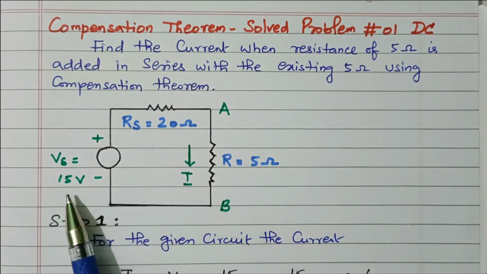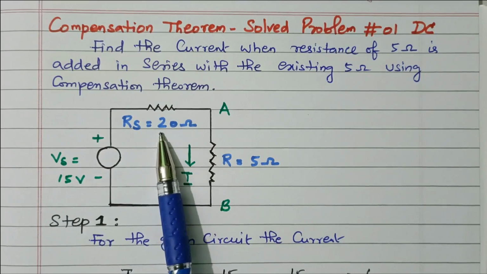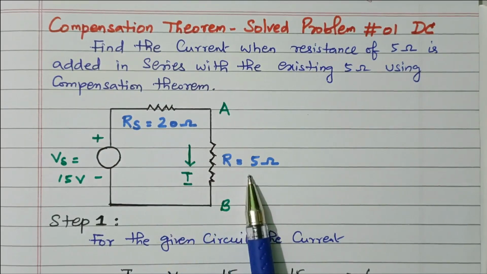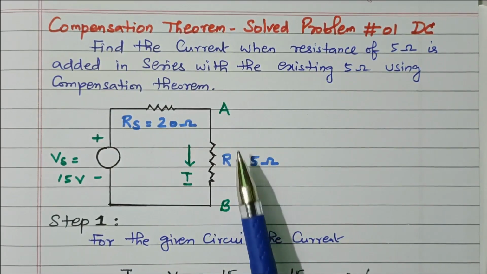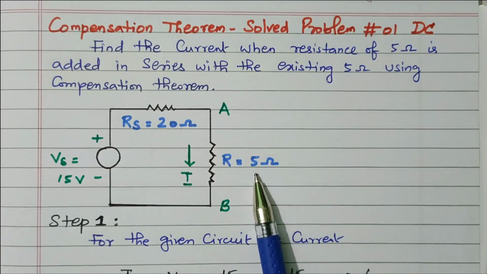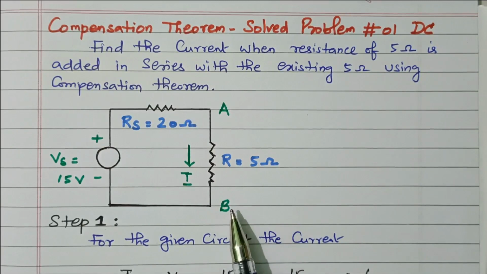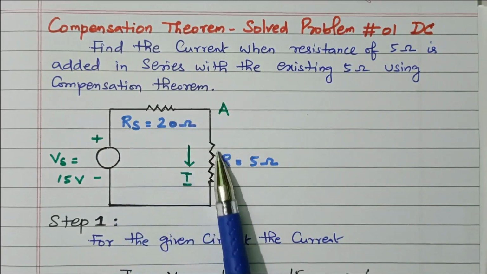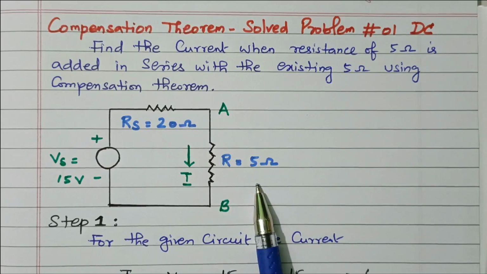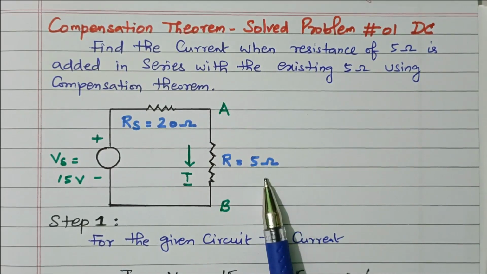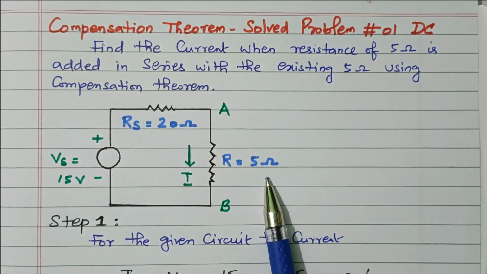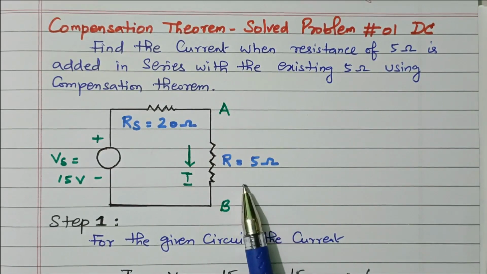So in this network, a 15 volt voltage source is available with a series resistor of 20 ohm, and another resistor of 5 ohm, which is marked as terminal AB. At this terminal AB we are going to increase the resistor from 5 to another 5 ohm, 5 plus 5, 10 ohm. So first we need to identify the current flowing through the original circuit. Then we'll go on to increase this 5 ohm. While increasing, there is an opposing voltage called VC, the compensation voltage, that we need to identify.